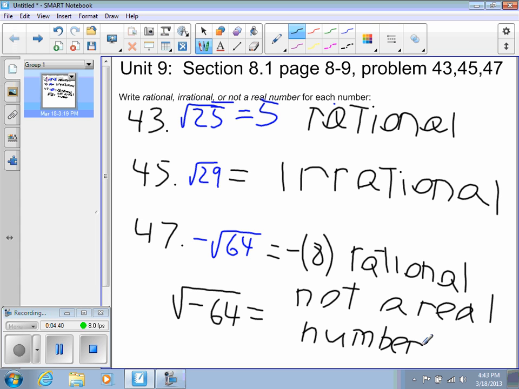But that's only if you find a problem where they give you a negative inside of the square root symbol, well, it has to be square root or another even root. With cube roots, we can deal with negative numbers. So if it's a square root, and the negative is inside of the square root symbol, then it's not a real number.